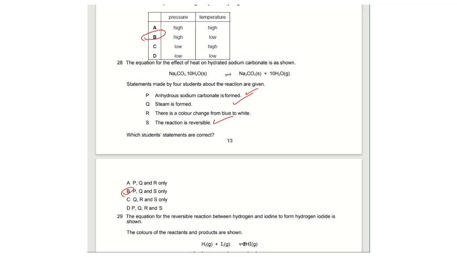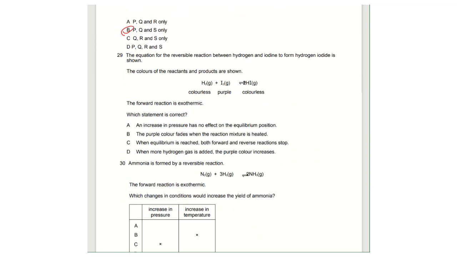The equation of the reversible reaction is exothermic. Which statement is correct? An increase in pressure has no effect on the equilibrium. Correct. Exactly, because there are equal number of particles on both sides.